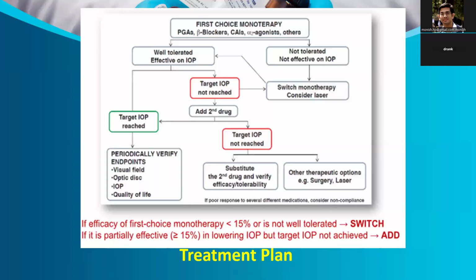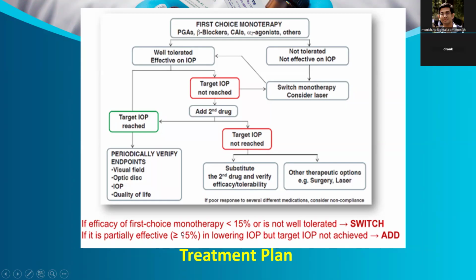Now, what is the treatment plan? First, when we diagnose a patient with glaucoma, we give monotherapy. The agent of choice is most commonly prostaglandin analogs. Others are beta blockers or carbonic anhydrase inhibitors. If it is well tolerated, we continue with that. However, if the target IOP is not reached, we switch to another monotherapy or add a second drug. If the target IOP is reached, we verify the endpoints periodically. But if after adding a second drug the target is still not reached, then we substitute the second drug and add another, or we can go for surgery or laser. This is the way in which we treat a patient.